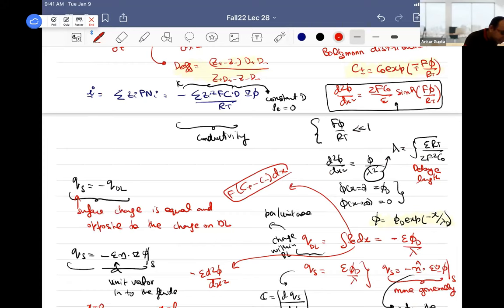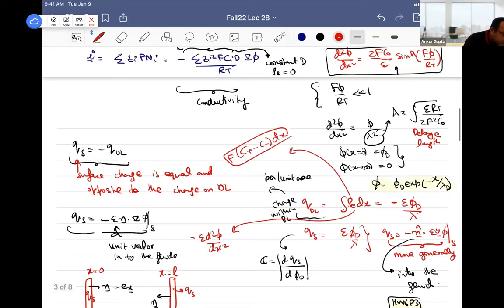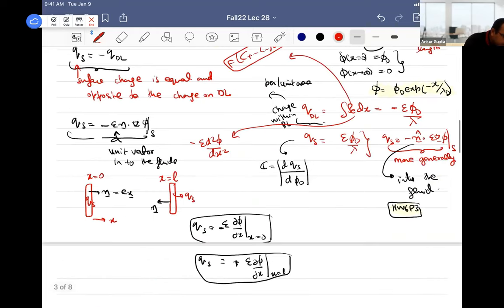Because your charge is proportional to potential drop. Charge is proportional to potential drop. And so that's how you get this value. When you do this derivative here, you get out an epsilon by lambda.